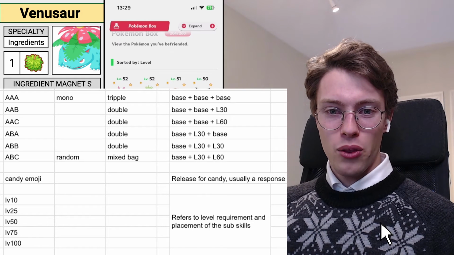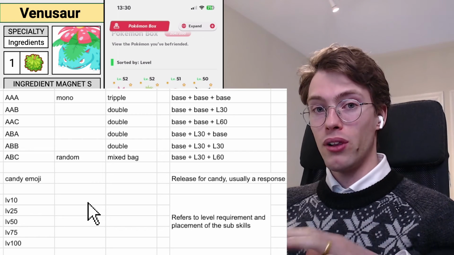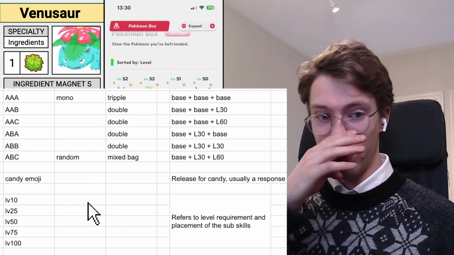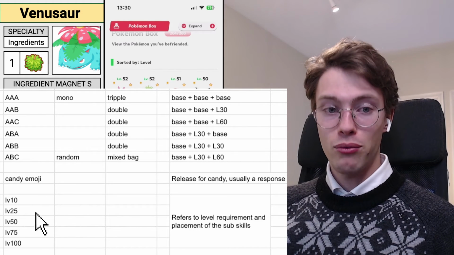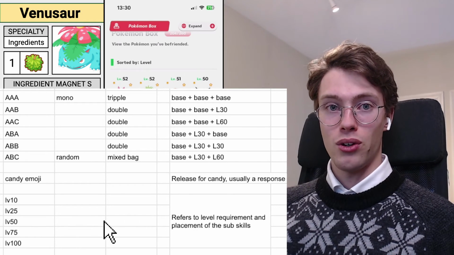So another one here is either level 10 or just a capitalized L. L10, L25, and all these. And obviously these refer to the levels where the subskills are found.